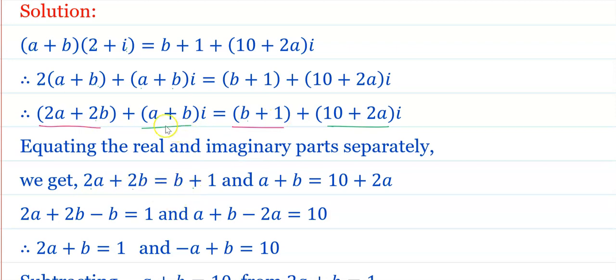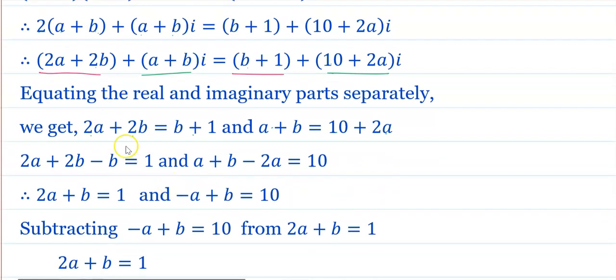And what about the imaginary part? A plus B is equal to 10 plus 2A. Now, 2A plus 2B is equal to B plus 1. Transfer this B to the left hand side. It will become minus, and hence 2A plus 2B minus B, you are getting B is equal to 1. Therefore 2A plus B is equal to 1. And what about here? A plus B minus 2A is equal to 10, so minus A plus B is equal to 10.